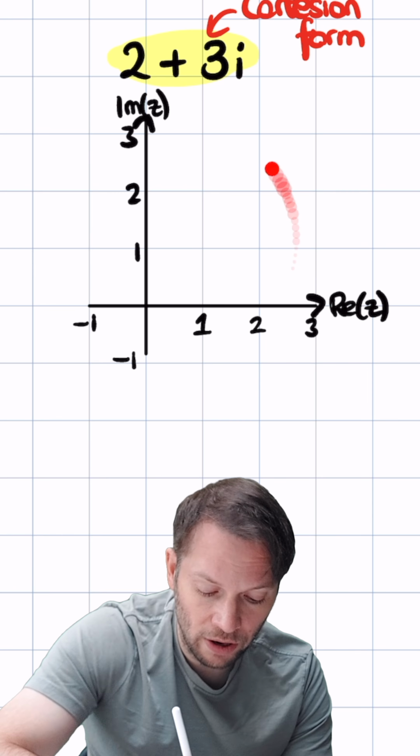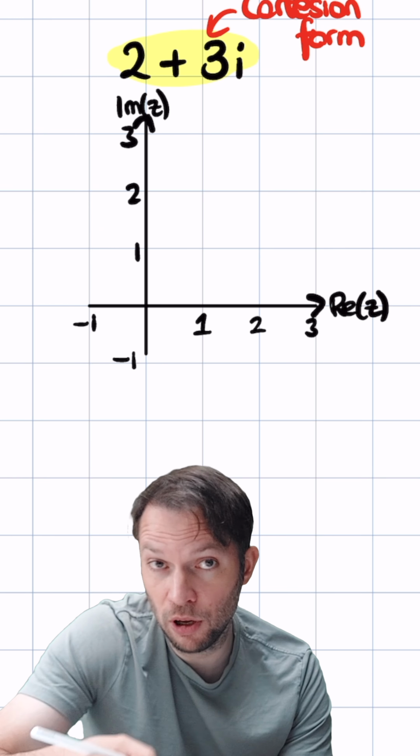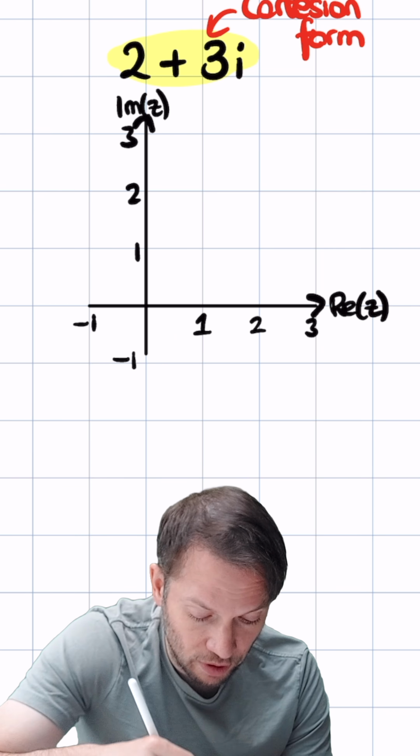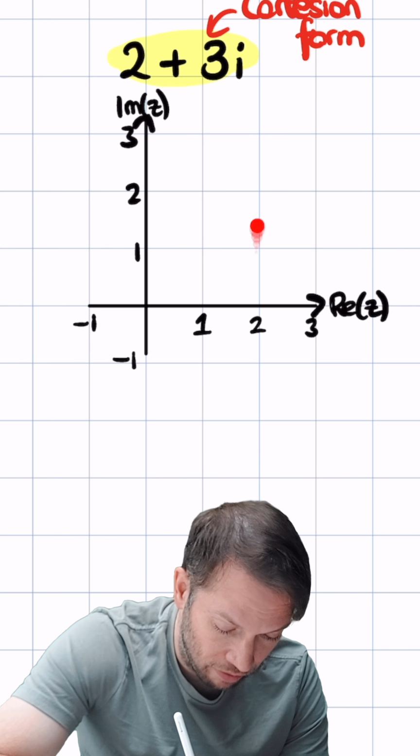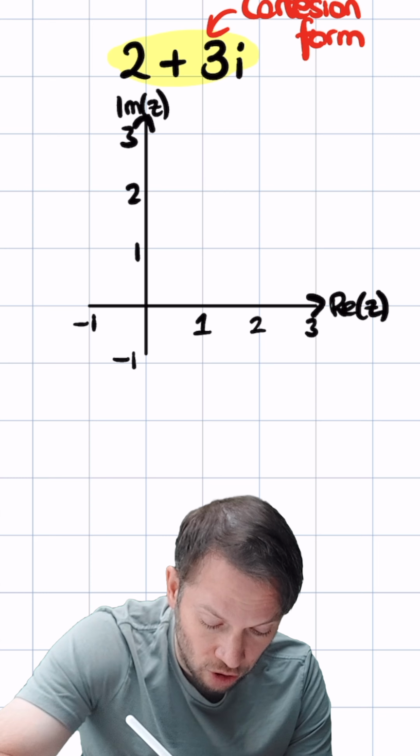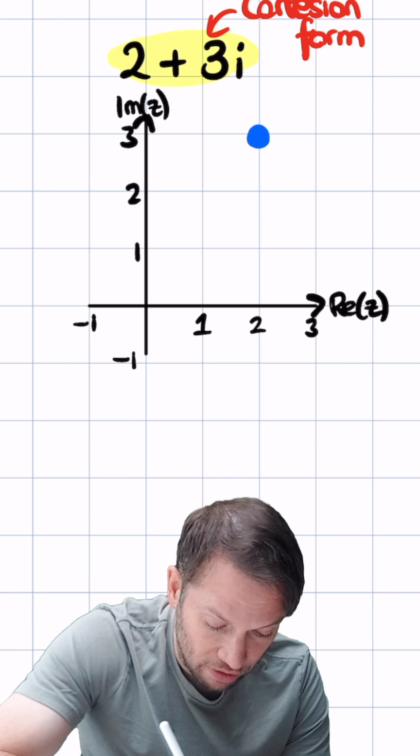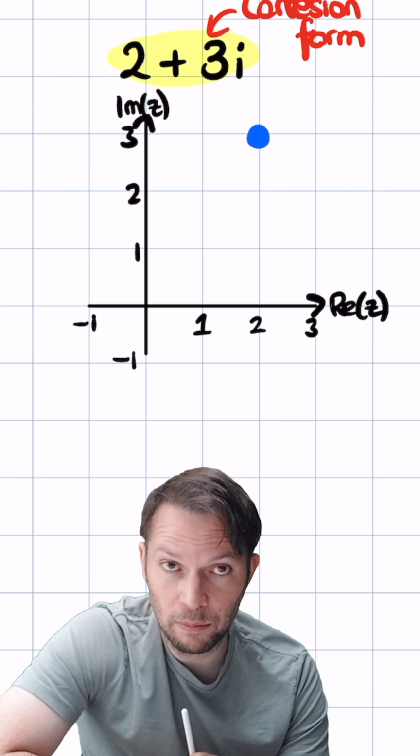This is known as an Argand diagram. It's just a way to plot complex numbers. So for example, if we had 2 + 3i, we're 2 on the real axis and we're 3 on the imaginary axis. So we could plot 2 + 3i on an Argand diagram like this.